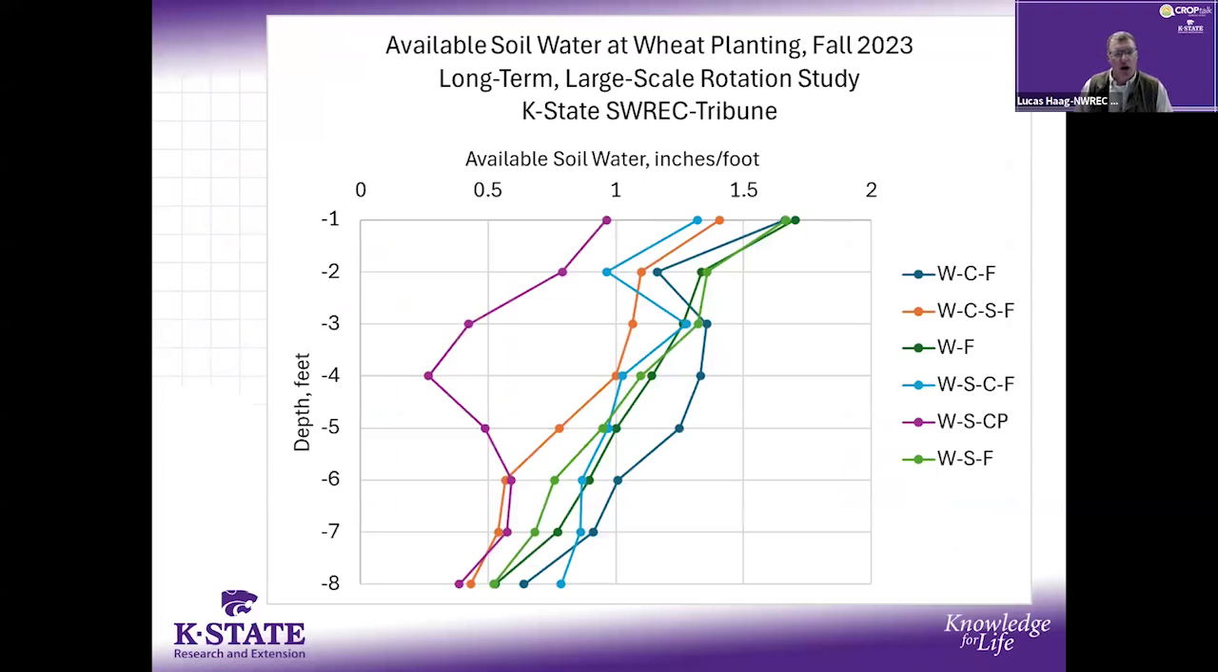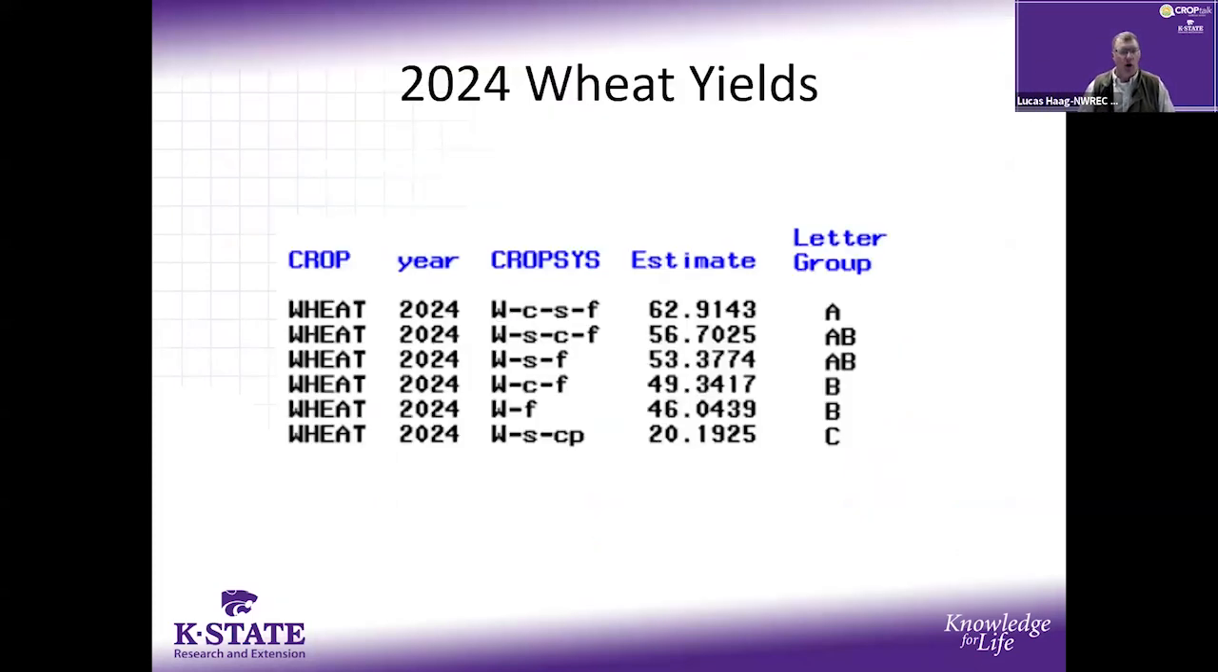Where are they using the water? Most of that water use is in the second, third, and fourth foot of the profile is really where those cowpeas are using the water. This is profile water at wheat planting. Here's all the fallow treatments, pretty similar, but you can see the cowpeas in the blue bar are using some water. Not surprisingly, if you're going to grow something, it's using water.